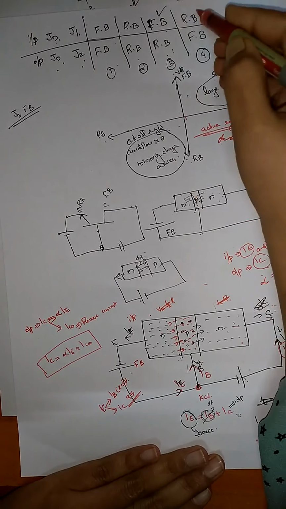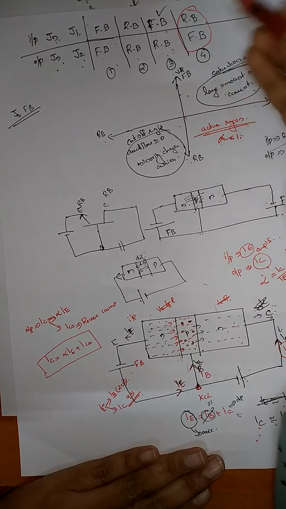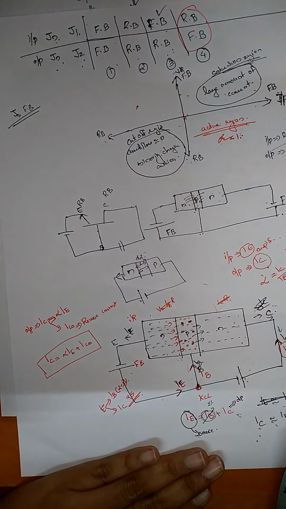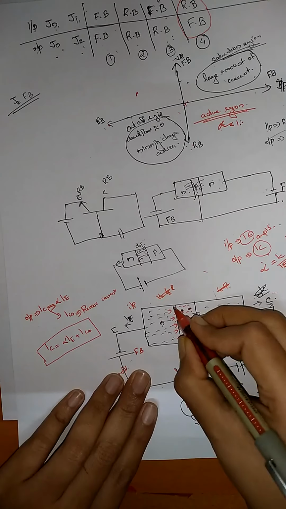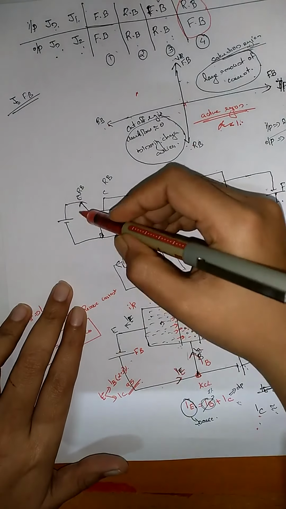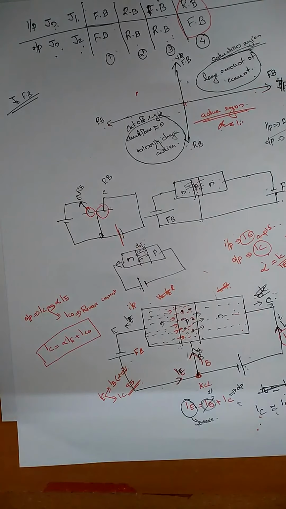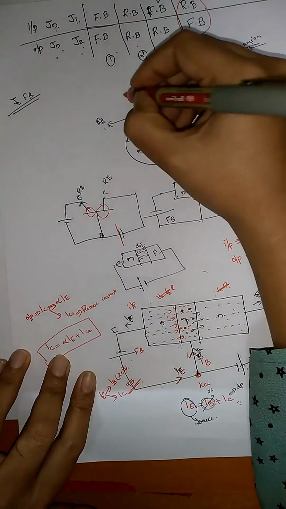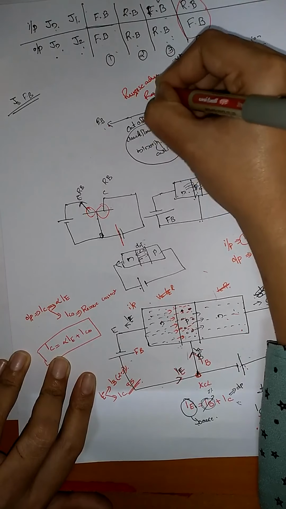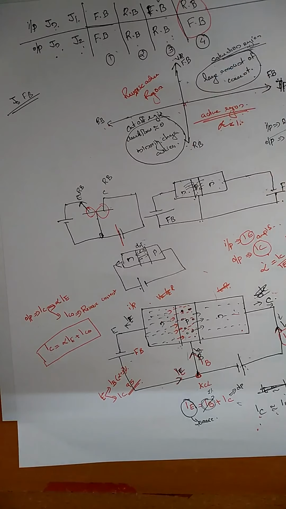Now we have to discuss the last configuration or last mode of operation, that is when junction J1 is reverse biased and the output junction is forward biased. In this region, because of the reverse biasing, the current flow will be only due to the minority charge carriers, but there will be a current flow. This will work just opposite to the active region, and we call it the reverse active region. So for a transistor to work, we will employ it in the active region to amplify the signals.